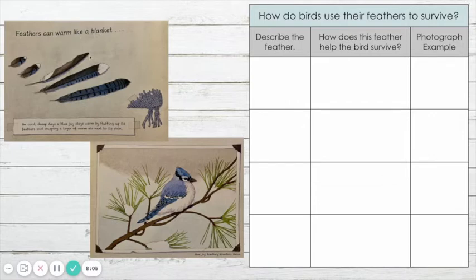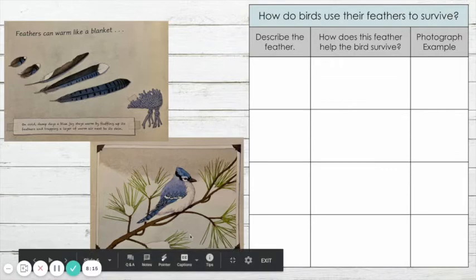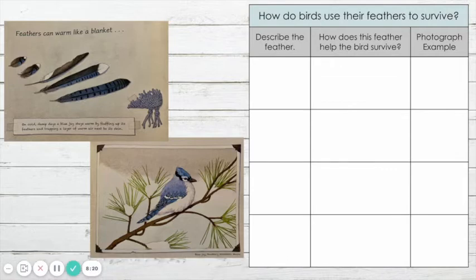Feathers can warm like a blanket. On cold, damp days, a blue jay stays warm by fluffing up its feathers and trapping a layer of warm air next to its skin. Then I can look down at my picture and see the blue jay. Blue Jay, Bradbury Mountain, Maine.